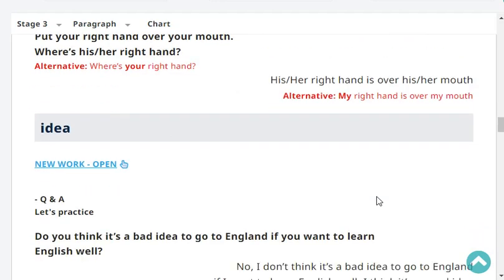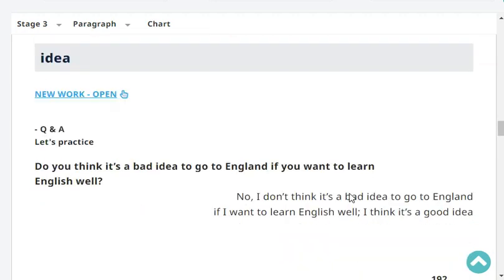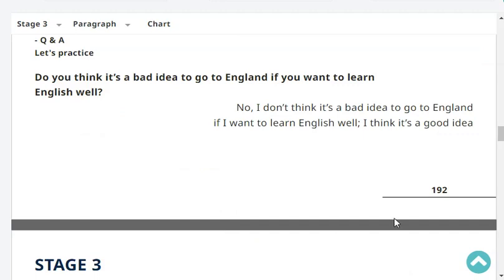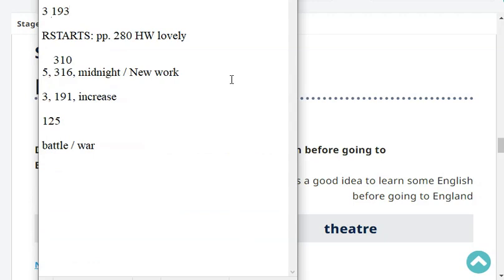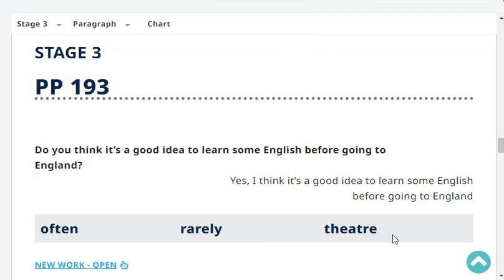Idea. Do you think it's a bad idea to go to England if you want to learn English well? No, I don't think it's a bad idea to go to England if I want to learn English well. I think it's a good idea. Do you think it's a good idea to learn some English before going to England? Yes, I think it's a good idea to learn some English before going to England.